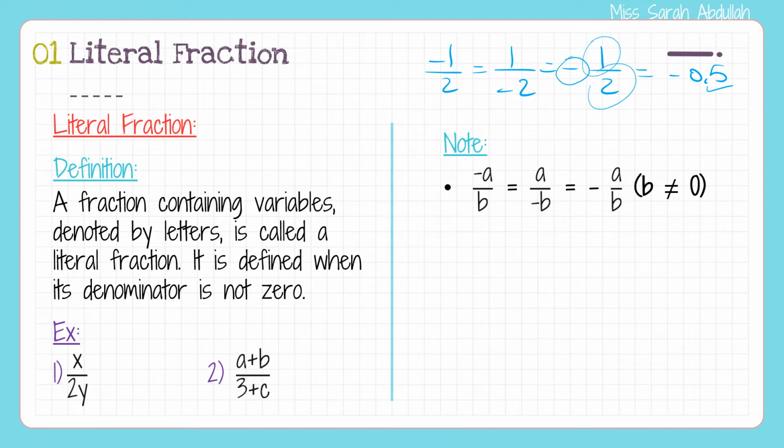Now I want to ask you something. What if I have negative 1 over negative 2? What happens to the two negatives? They cancel each other. It becomes 1 over 2, which is positive. And this is the second note: if you have negative a over negative b, it becomes a over b. And of course, b is different from 0.